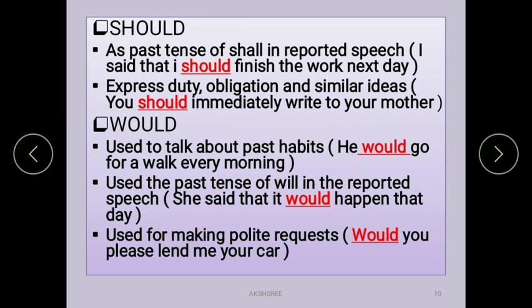Used for making polite requests. Would you please lend me your car? Would is used to make some polite requests.